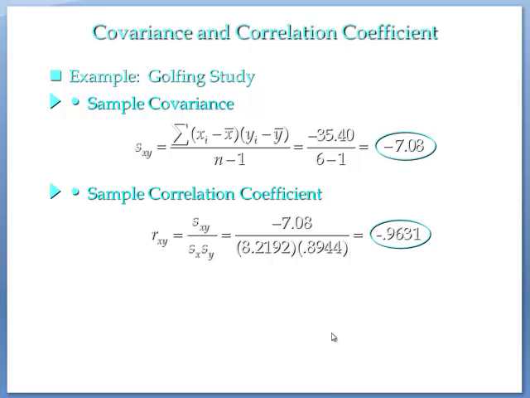Remember, we calculated the covariance, which is -7.08. Take that here and divide it by the product of the two standard deviations, and you'll get a sample correlation coefficient of minus 0.96. How would you interpret this value? What does it mean?